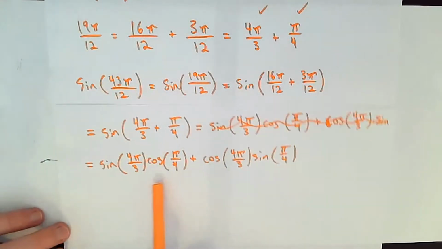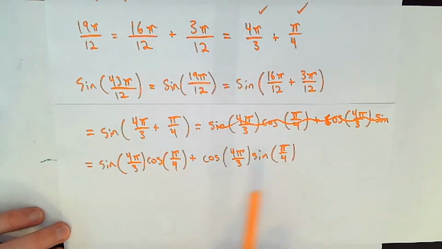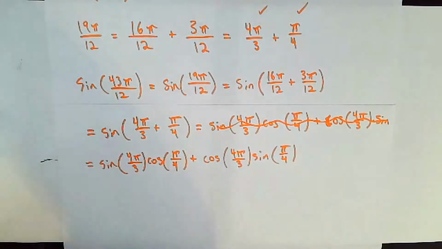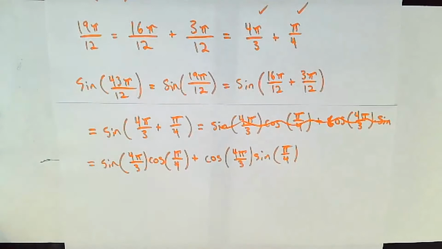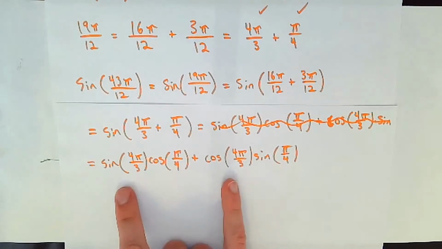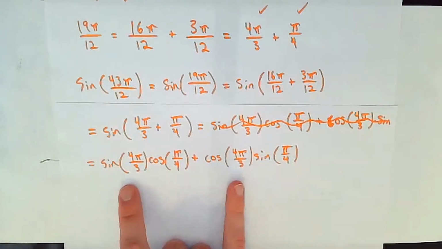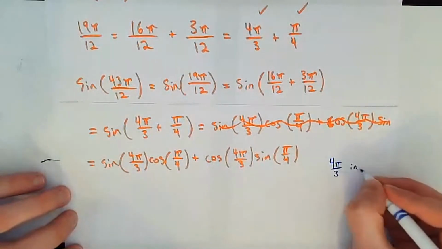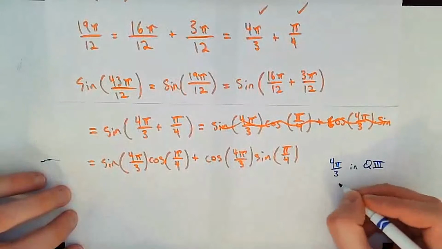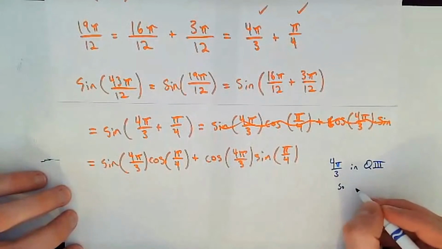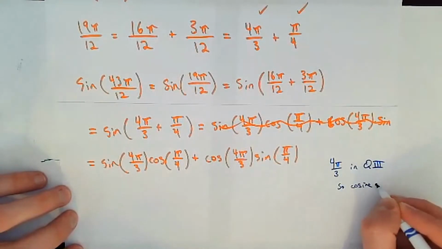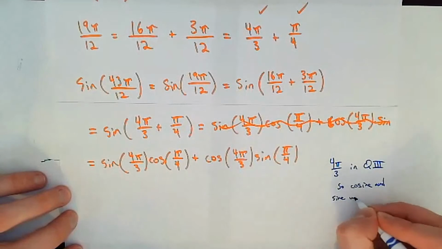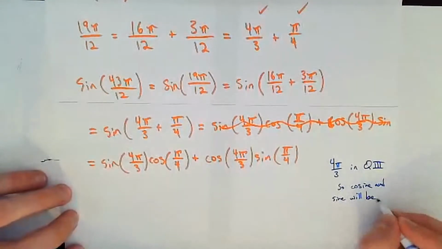Luckily, I already know these, right? Both of the pi on 4 ones are square root of 2 over 2. What about these guys? All right, so 4 pi on 3, which quadrant is that in? That's below pi, so it's in the third quadrant. So both of these should end up being negative. Make sure you note that 4 pi on 3 is in the third quadrant, so cosine and sine will be negative.